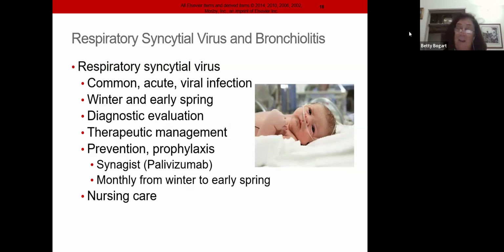So there is an immunization. It's a prevention. It's a prophylaxis. And you need to know the name of this medicine. It's Synagis or palivizumab. It's a biologic. And it's once a month from winter to early spring. So not a complete year, but only the first year of life, not thereafter. Because after that, the child should be able to take care of themselves.